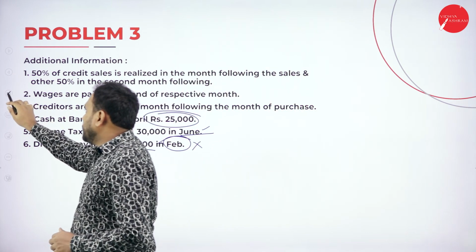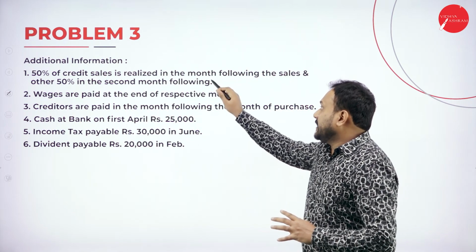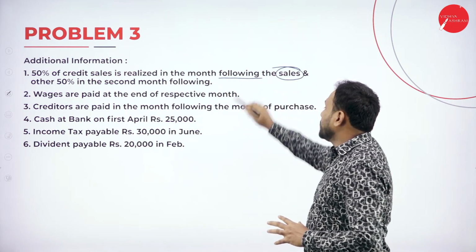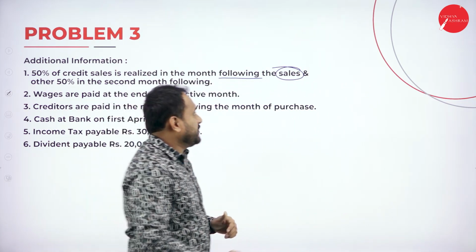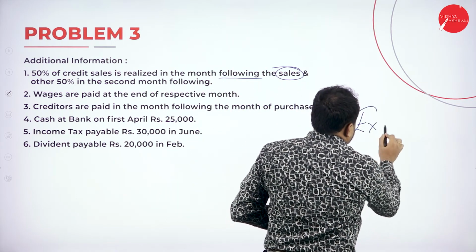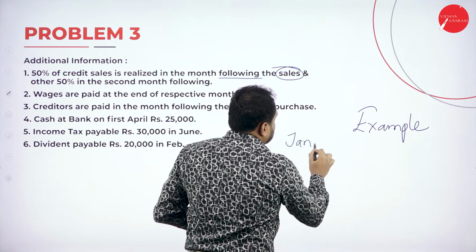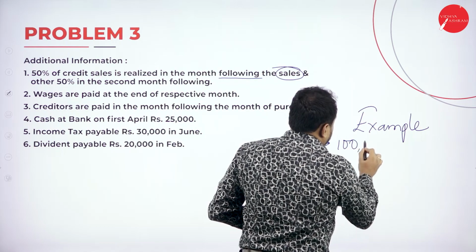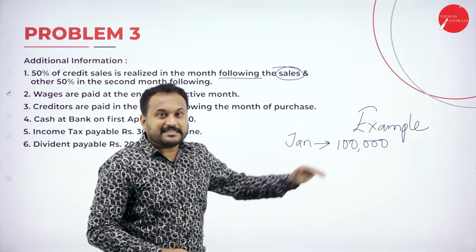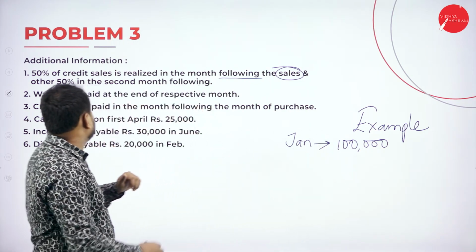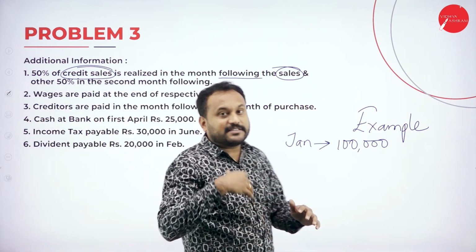Now 50% of credit sales is realized in the month following the sales. That means, in the month of Jan, 1 lakh sales will happen. Just an example, I'm just giving it to you. Now, in the month of Jan, say 1 lakh sales has happened. If I get 1 lakh rupees in the same month, that is my sales. But what they said is, there is something called credit sales. That means sales has happened but not credited. So it is a credit sale.